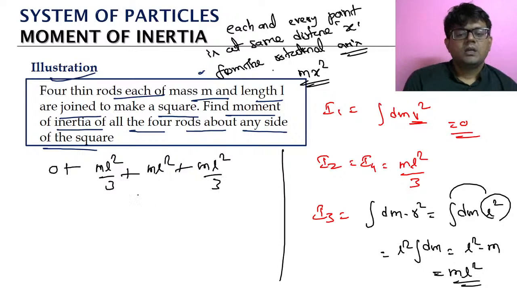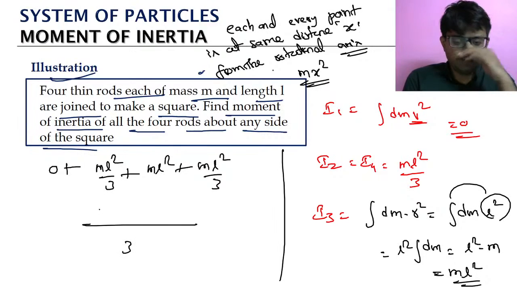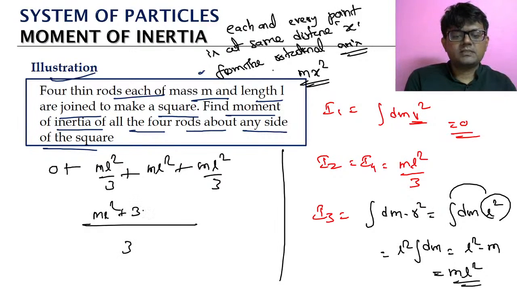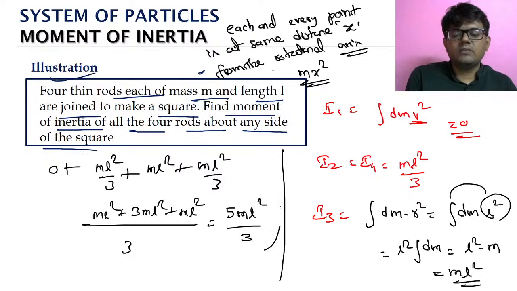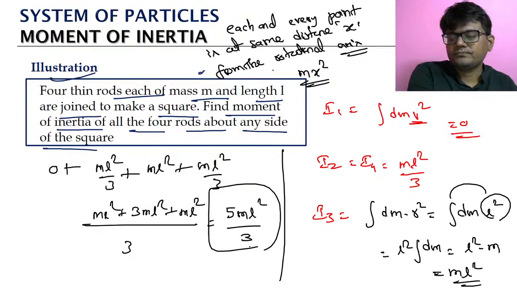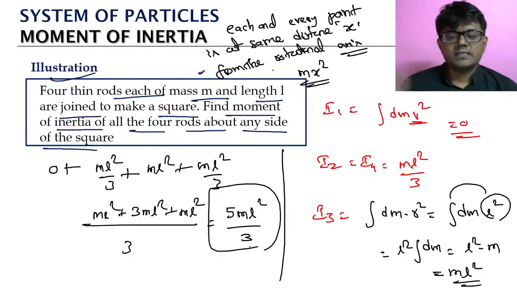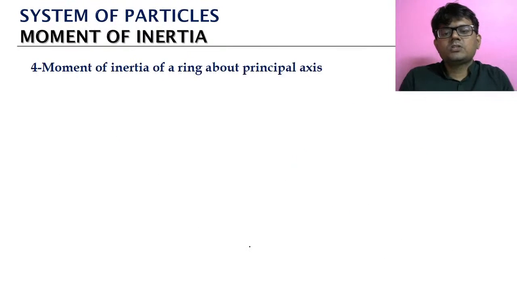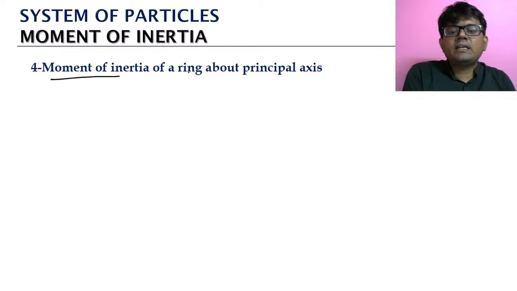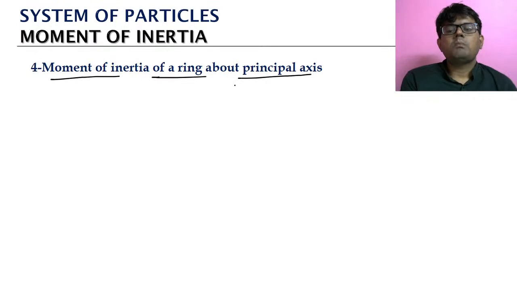okay, இப்போ பாருங்க, if you take denominator LCM எடுத்தா 3. okay, so then the ml square plus 3ml square plus ml square டோட்டல் என்ன வரும், 5ml square by 3 வரும். பாருங்க, what is the answer for this, 5ml square by 3. ஓகேவா. so அடுத்தது என்ன, we are looking at the moment of inertia of a ring about the principal axis.